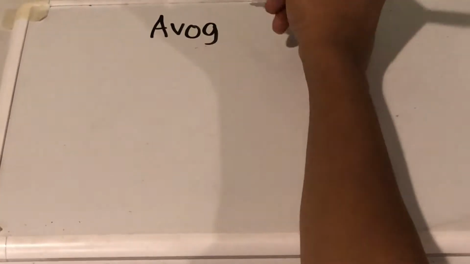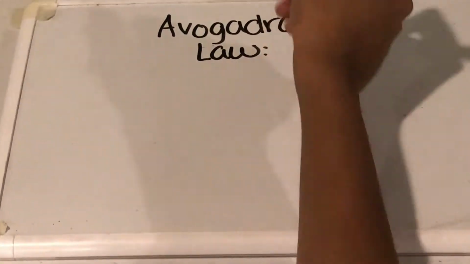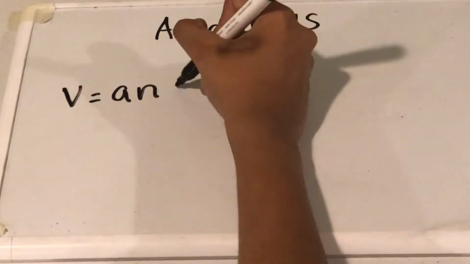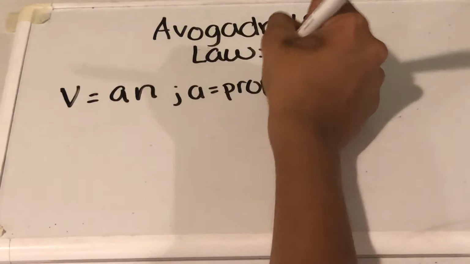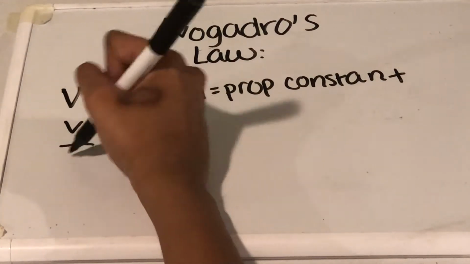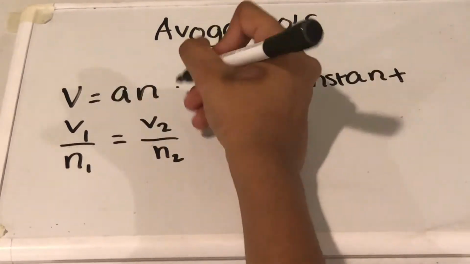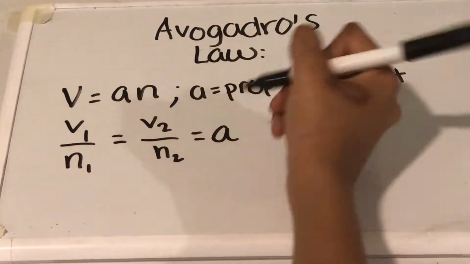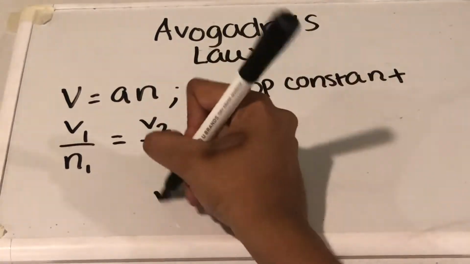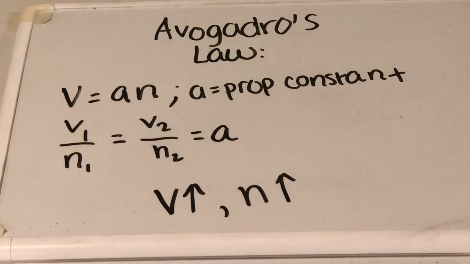Number 4, Avogadro's law. This law relates volume to the number of moles of gas particles, showing the directly proportional relationship at constant temperature and pressure. To calculate the constant of proportionality, A, the equation written on the board is used. This law is usually obeyed at low pressures and is strictly dependent on the number of gas particles, not on the volume of the individual particles.